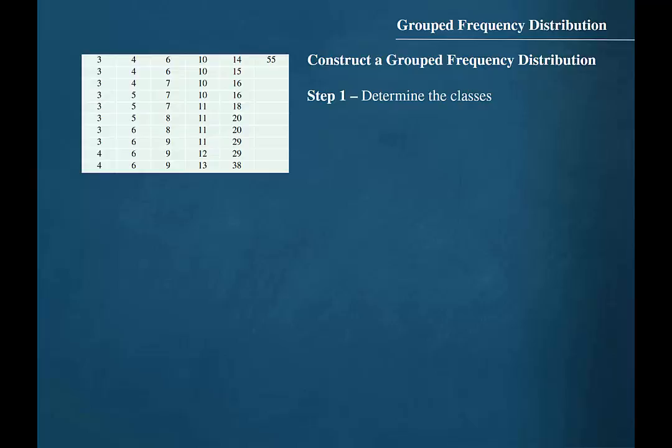Step 1 is to determine the classes. We begin this process by finding the highest and lowest values. Since this data set is sorted from smallest to largest, we can easily see that the minimum value for this data set is 3, which is the number of electoral votes allocated to Vermont for the 2016 presidential election. The maximum is 55, which is the number allocated to California.